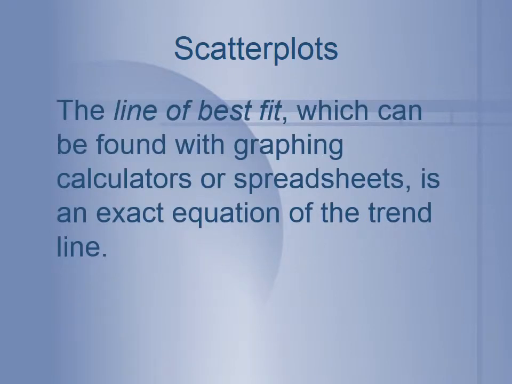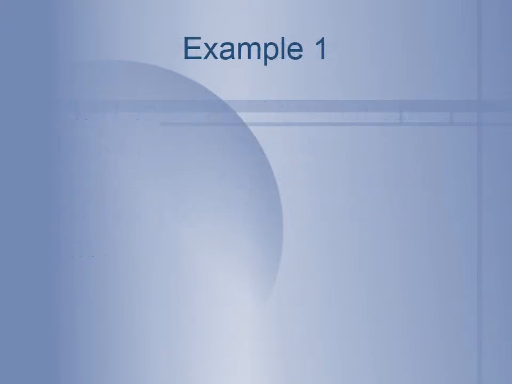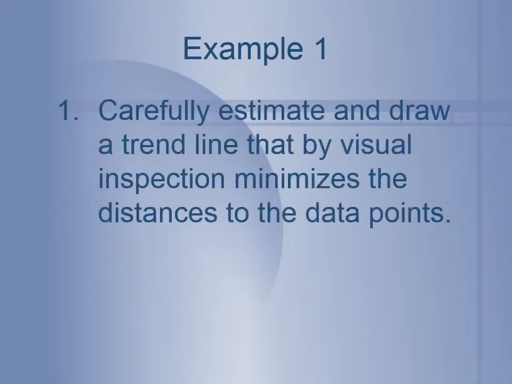Alright, there's also something called the line of best fit, which can be found with graphing calculators or spreadsheets. It is an exact equation of the trend line. So let's look at an example. Or before we look at the example, let's look at the steps. We're going to carefully estimate and draw a trend line that, by visual inspection, minimizes the distance to the data points. So you want to draw your trend line as close as possible to most of the points.